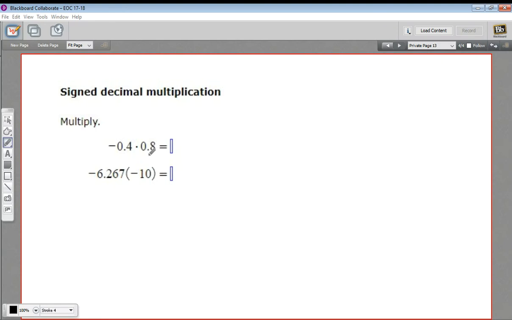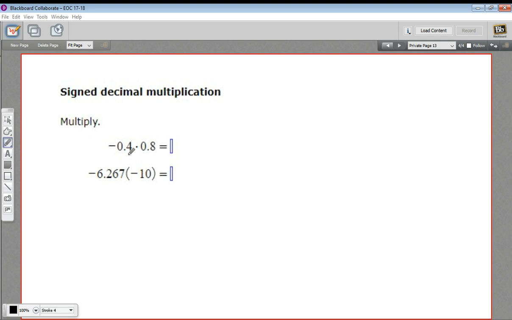In this problem, we're being asked to multiply some decimals, and there are some negative signs involved. My recommendation would be to do the multiplication part first and then worry about whether the answer is positive or negative. So let's do it in those two steps.